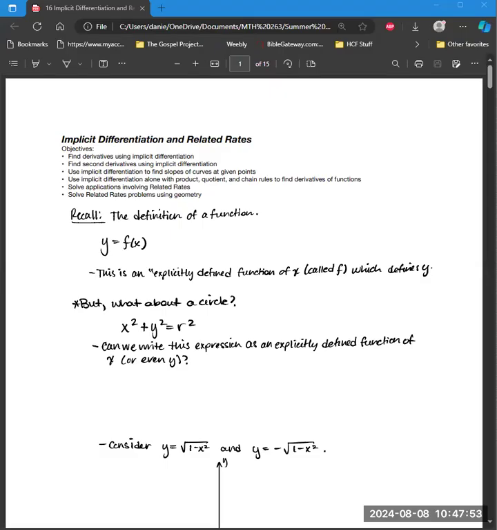In this video, we're going to talk about implicit differentiation and related rates. They're connected topics, two different sections in your textbook, but we're going to talk about them at the same time since they're so closely related.